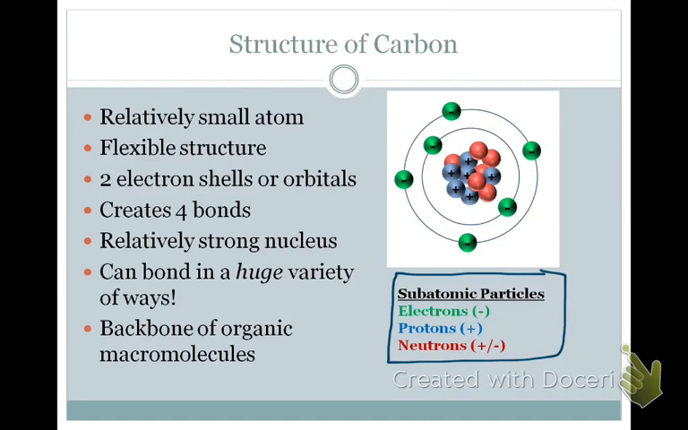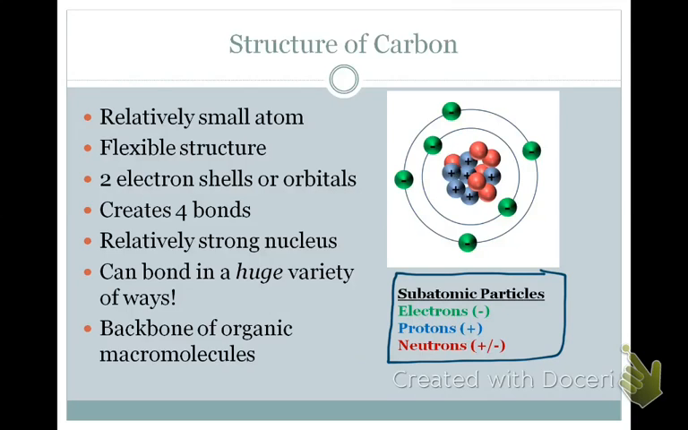Proton is easy to remember because proton and positive both begin with a P, and neutron sounds like neutral, so it's easy to remember that charge. The one you really have to learn, sort of memorize, is electron with a negative charge. So carbon's going to have 2 electron shells or orbitals. These terms mean the same thing. I may use them interchangeably, so it's important that you're able to recognize what I'm talking about.